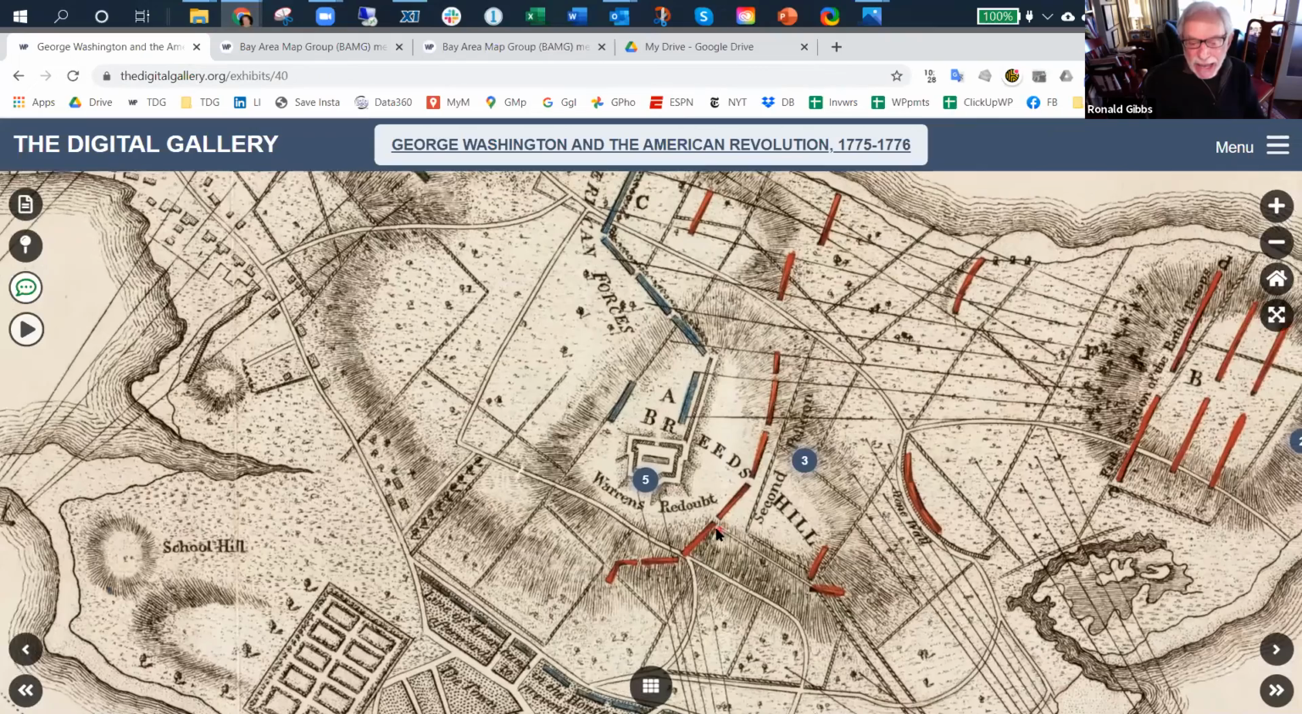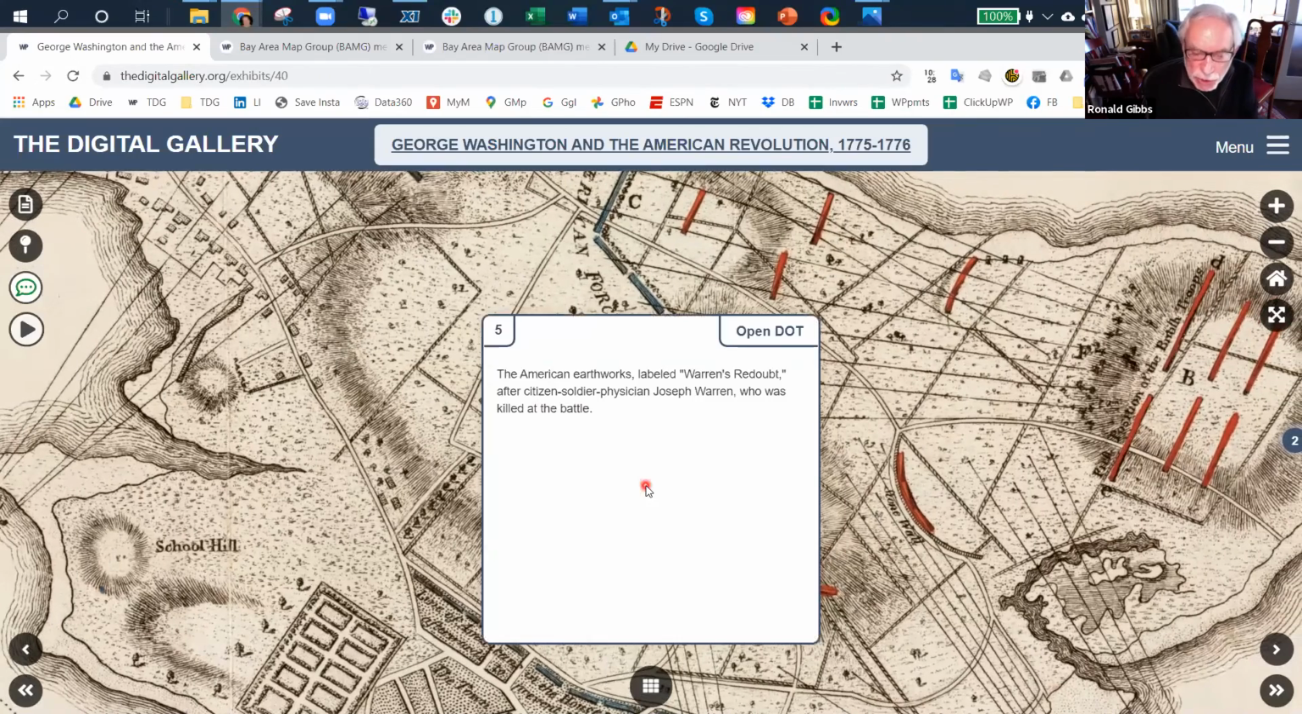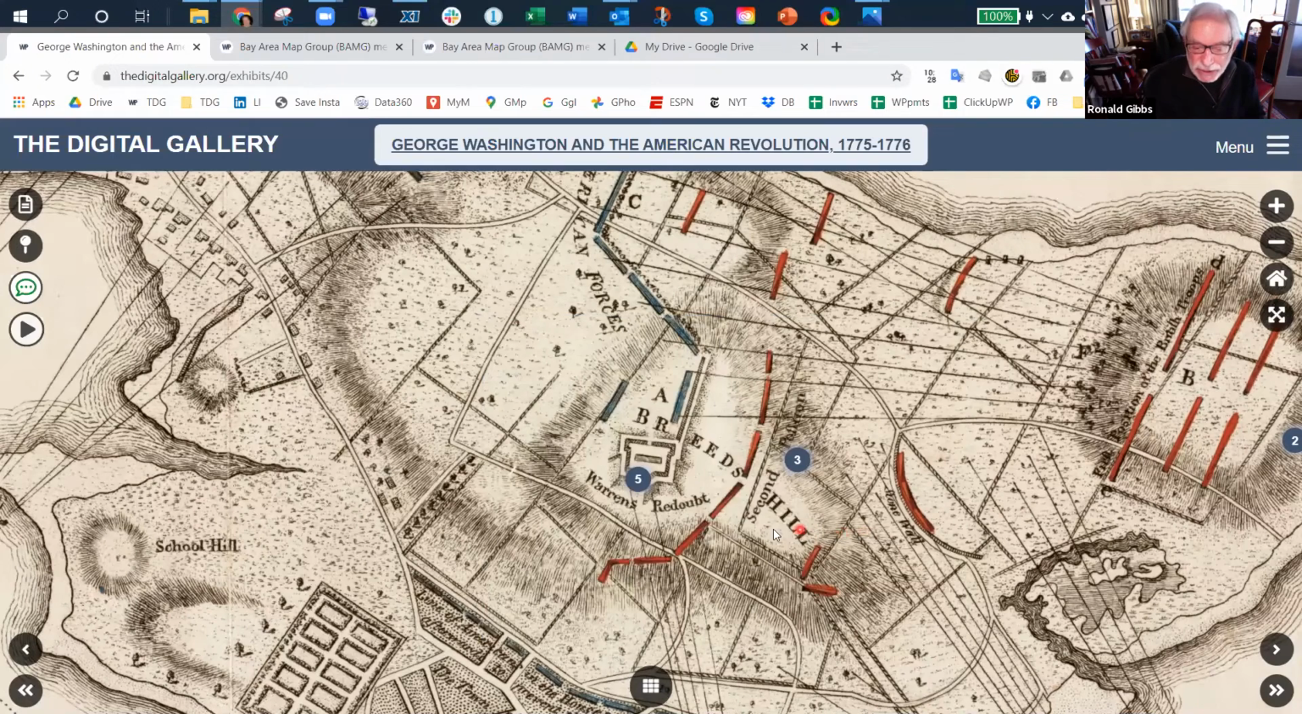It's an earthwork, and it's named after Dr. Joseph Warren, who is a citizen soldier, a very prominent physician in Boston, and really a man of many parts. He actually wound up giving his life here at the Battle of Bunker Hill.